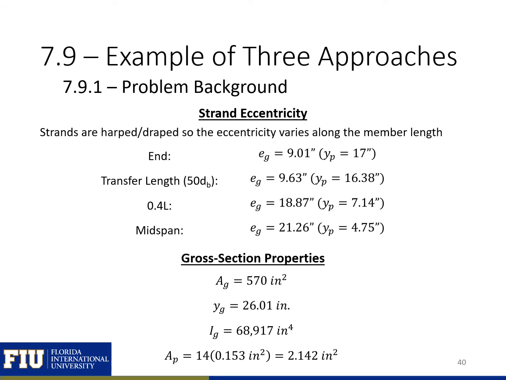Shown here is the strand eccentricity at several points where we'll be calculating stresses. We'll be calculating stresses at our transfer length, at 40% length, and at midspan. And then here are our gross section properties and our total strand area.